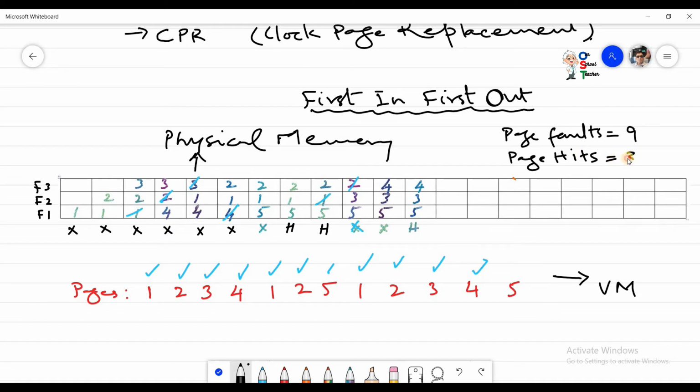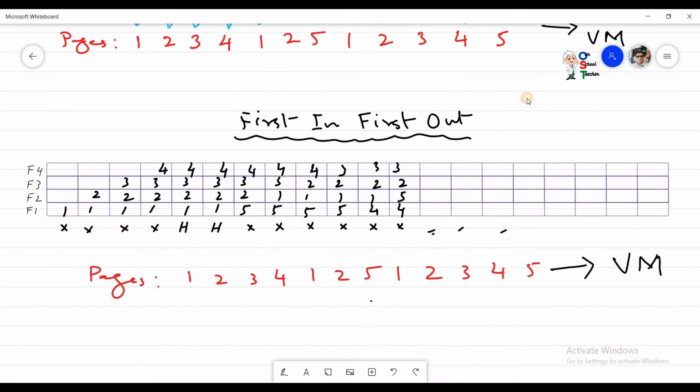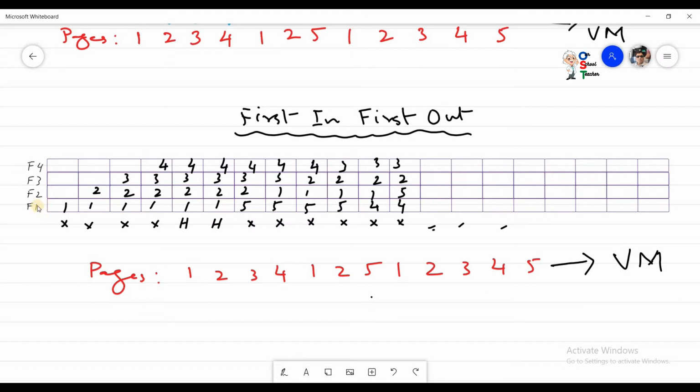We had only three frames. So it may come to somebody's mind that if the number of frames is increased, then it is quite possible we might have a lesser number of page faults. So let's see this situation. We will use the same algorithm and just increase the number of frames. Now we have four frames in our memory, and these are the pages which are to be called from the virtual memory.